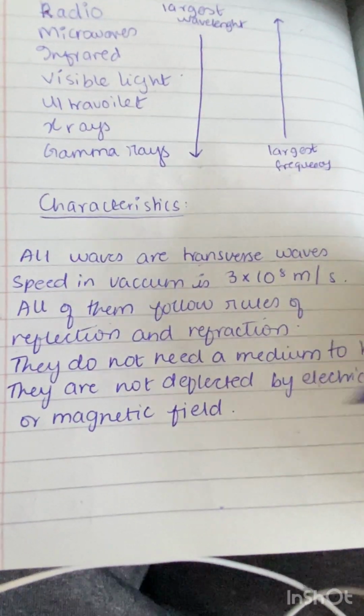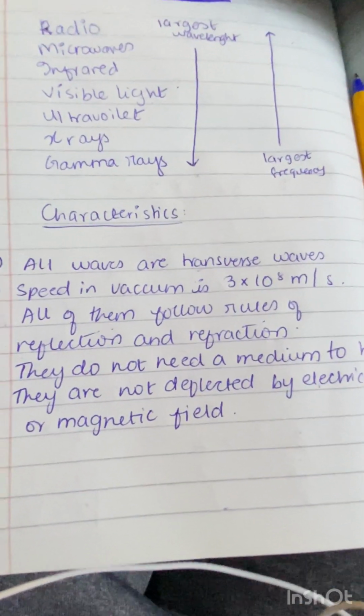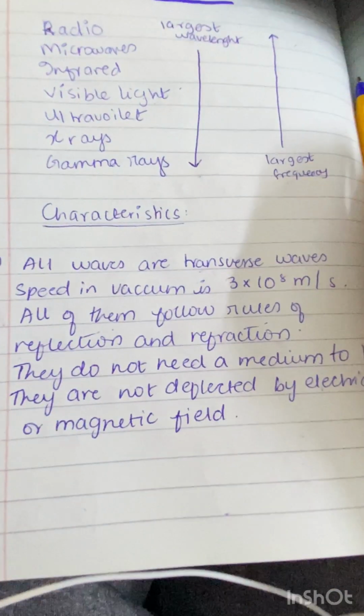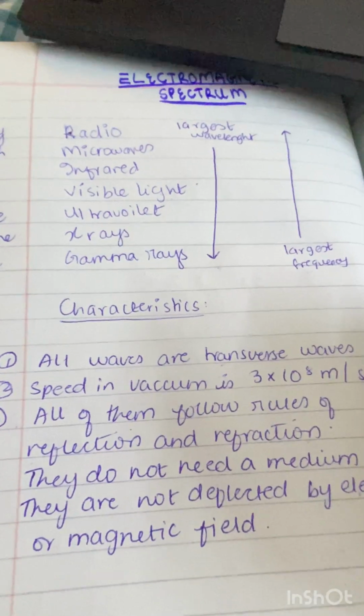They are not deflected by electrical or magnetic fields. They do not get hampered, or they do not get deflected. They do not turn their direction based on any electrical field or magnetic field. These are common properties of electromagnetic spectrum.